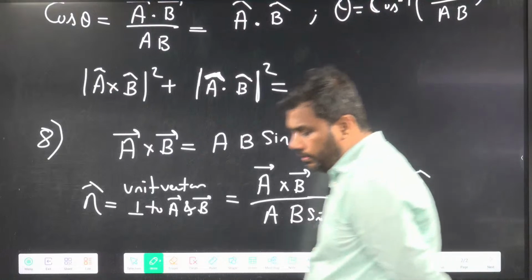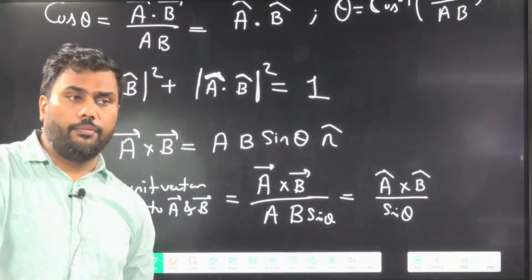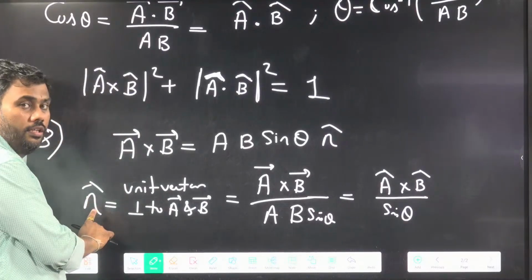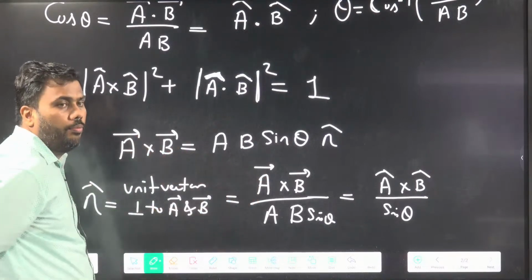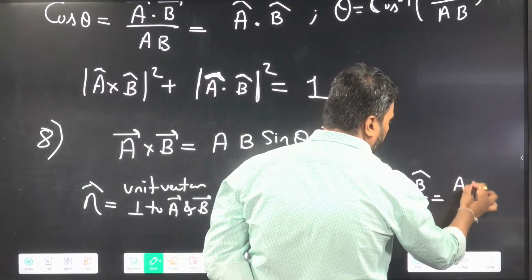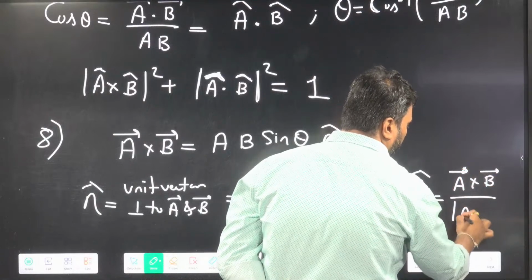This is another application of the cross product, to find a vector which is perpendicular to both A and B. This n cap is a vector perpendicular to both A and B. How to find n cap? A cross B upon AB sine theta. AB sine theta is nothing but the magnitude of A cross B. So, A cross B upon magnitude of A cross B.